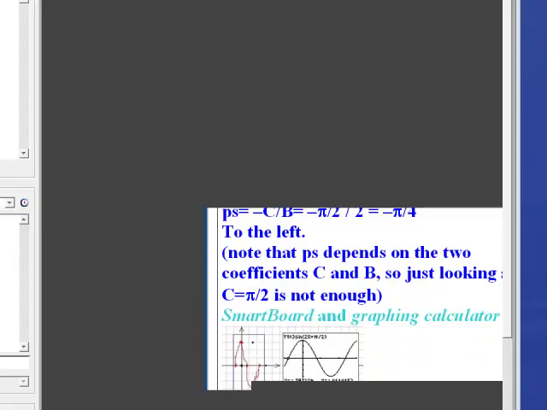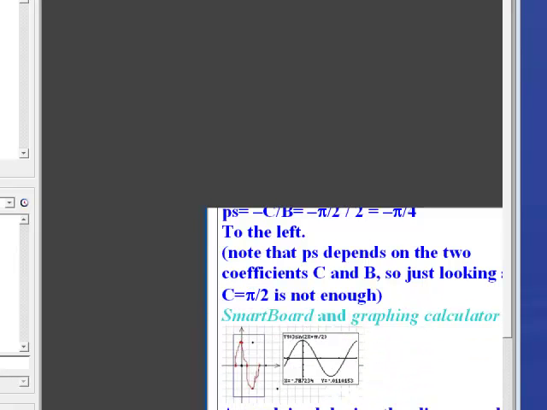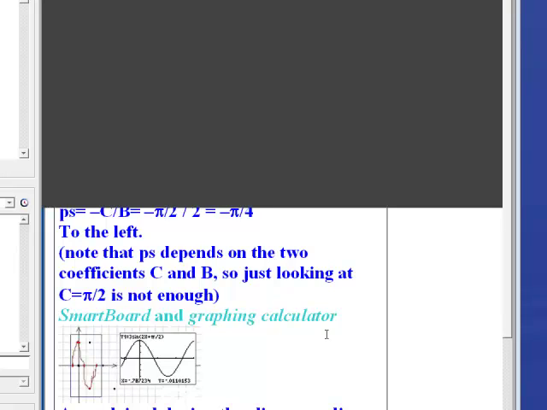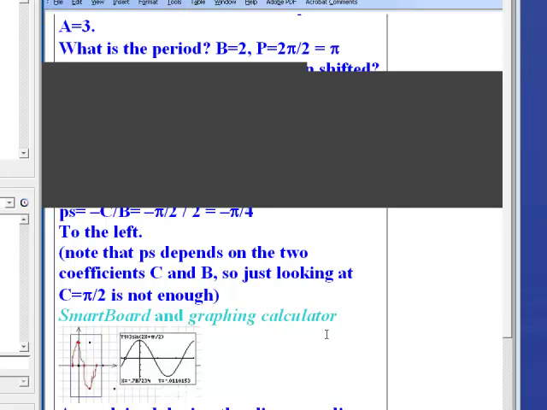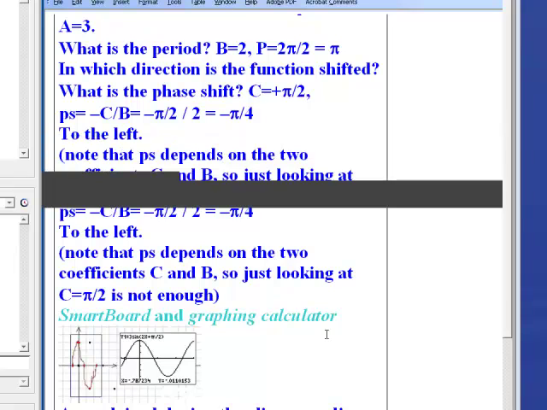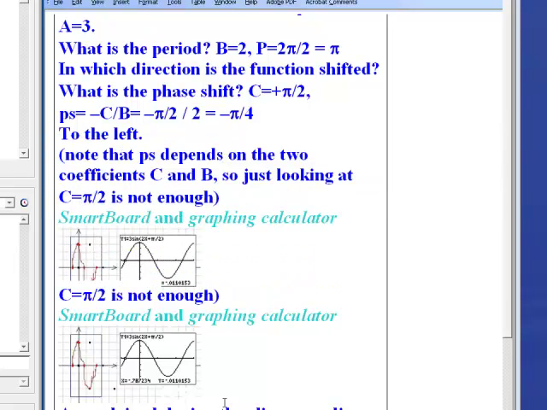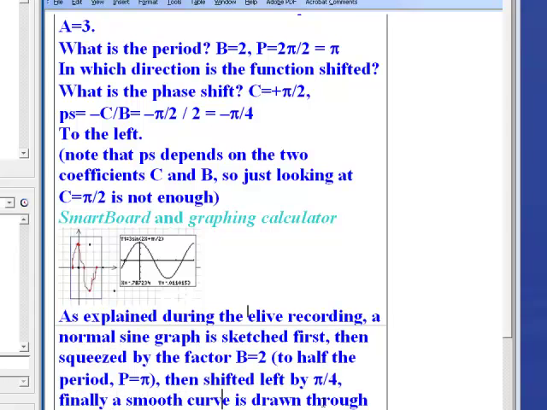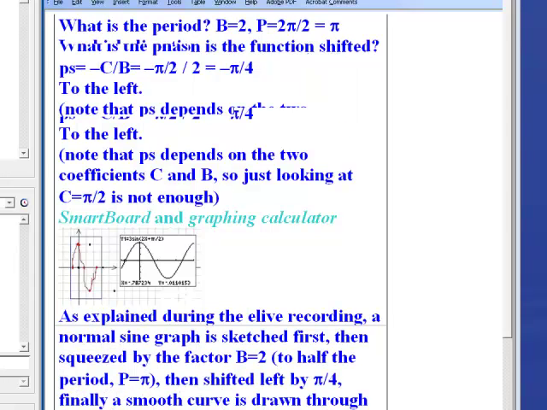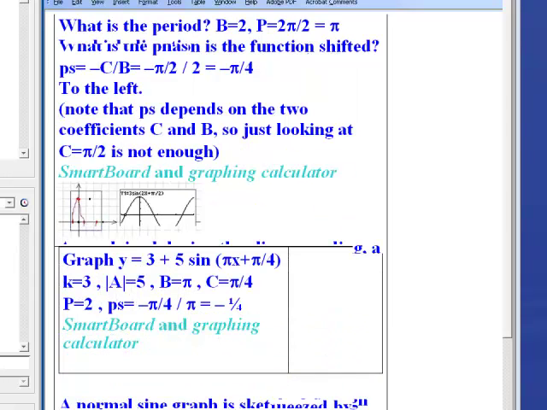So what I wrote down here is explained during the eLive recording. A normal sine graph is sketched first, then squeezed by the factor 2 to half the period, p equals pi, then shifted left by pi over 4, and finally a more or less smooth curve is drawn through the points. Okay, graph.